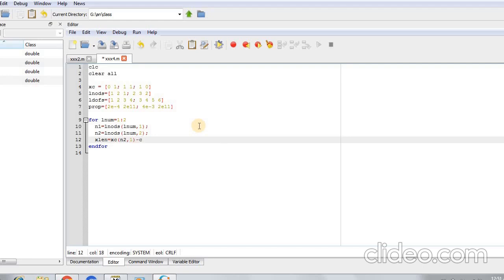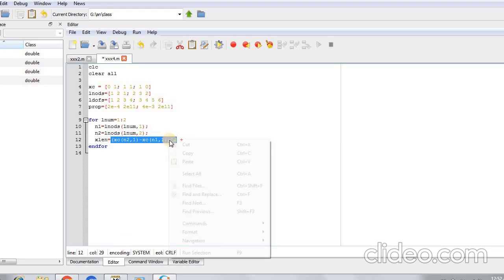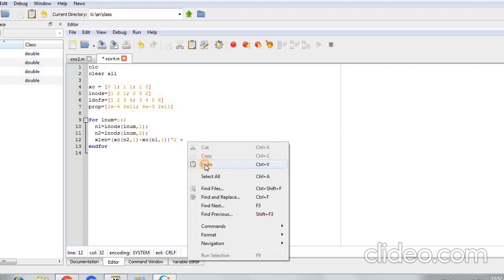Minus xc n1 1, this within bracket square, this is square, plus the square of the difference of x coordinates of node n2 and n1.